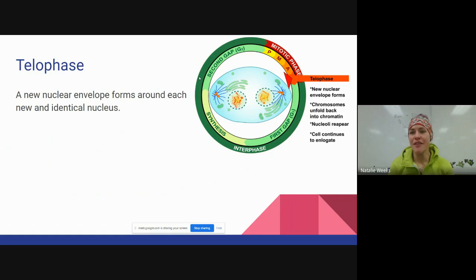The last part of mitosis is telophase. This is where we actually have two separate groups of our genetic information. Our new nucleus starts forming around each one, and we almost have two brand new cells.